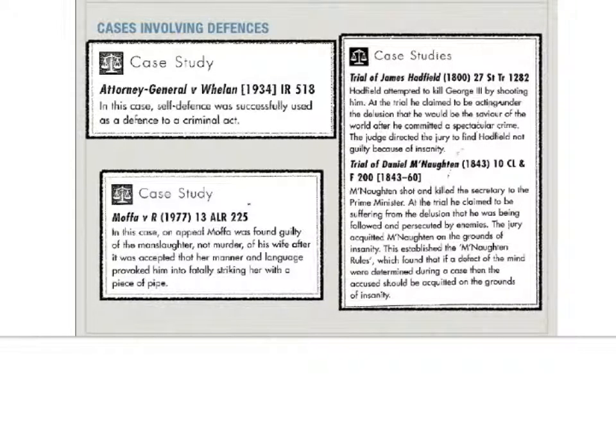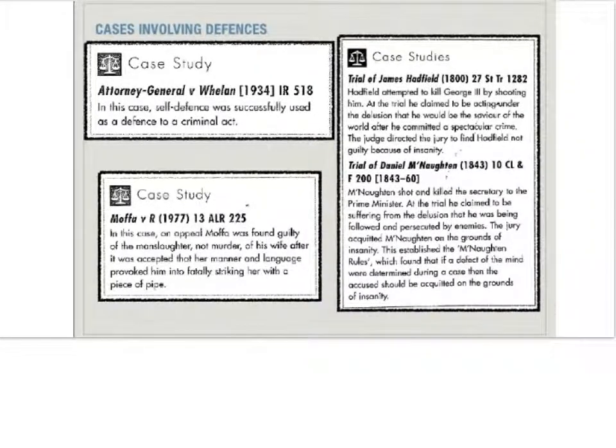So some really important cases there. You can have a look at the Attorney General versus Whelan in 1934. Also, Moffat versus R in 1977. This case was an appeal, and Moffat was found guilty of the manslaughter, not murder, of his wife, after it was accepted that her manner and language provoked him into fatally striking her with a piece of pipe. Very interesting. You also have over here on the right hand side the trial of James Hadfield, 1800, and the trial of Daniel McNaughton, which we had a little look at before.